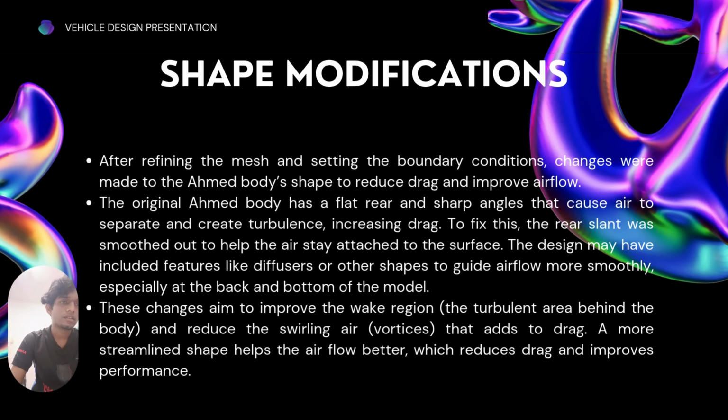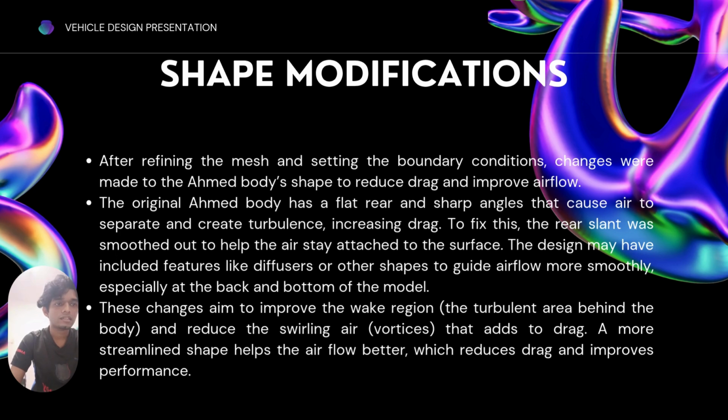Okay, next I will talk about the shape modification. After refining the mesh and setting the boundary conditions, changes were made to the Ahmed body shape to reduce drag and improve airflow. The original Ahmed body has a flat rear and sharp angles that cause air to separate and create turbulence, increasing drag.